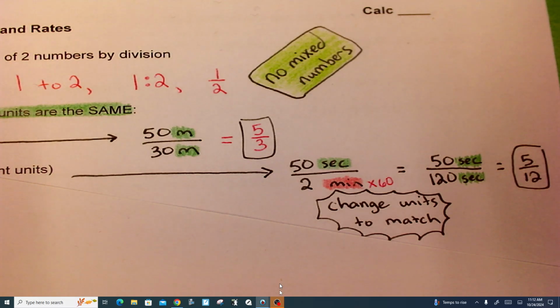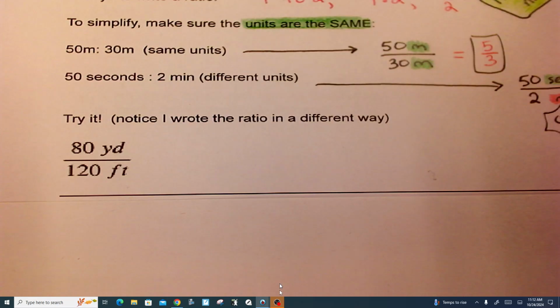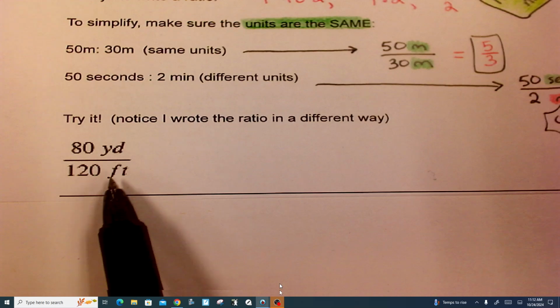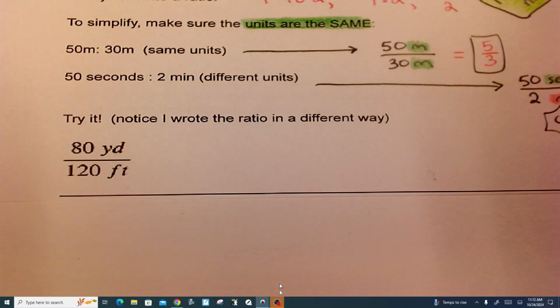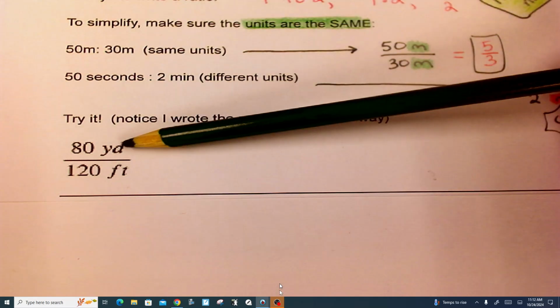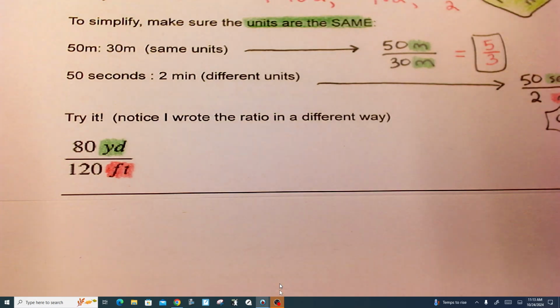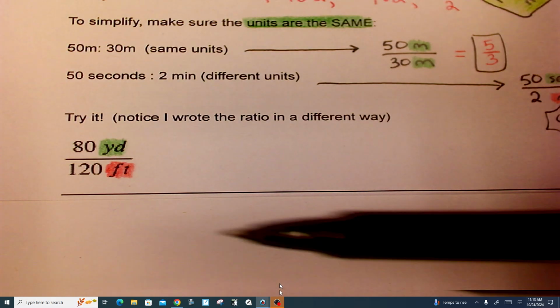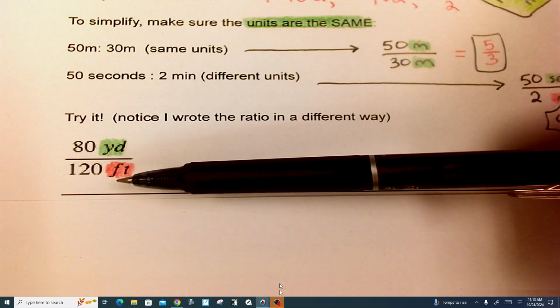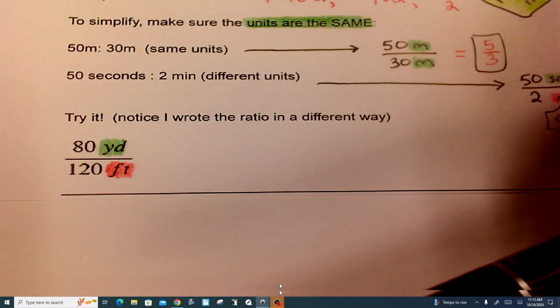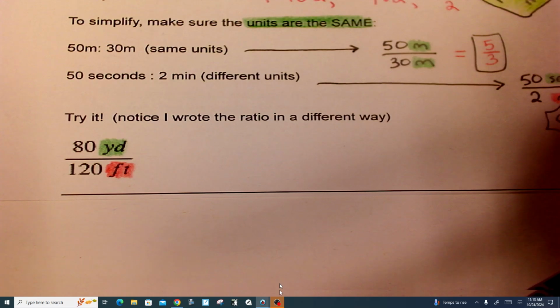Let's do one last example together. So here's 80 yards over 120 feet. I already have it in a fraction format for us, so let's check our units here, yards and feet. They're different. So we've got options here. We can make the yards into feet, or we can make the feet into yards. How many feet are in 1 yard? Probably need to make a note of this if you don't know.